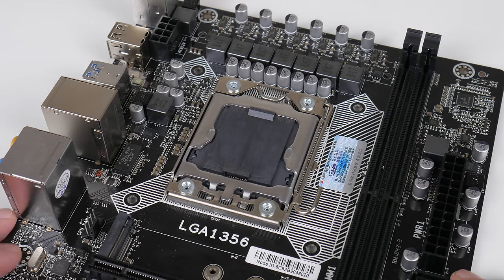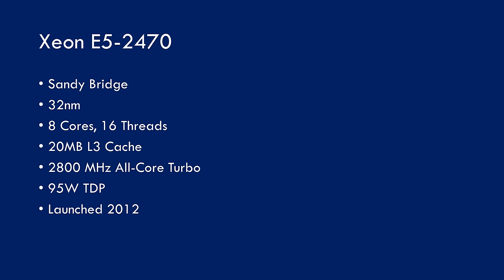I also tried a few processors from the Sandy Bridge generation. So first up, we've got the 2470. This one has 8 cores and 16 threads running at 2.8 gigahertz with all cores, but it's built on the 32 nanometer process. The price is fairly good, so you might be tempted to get this processor, but stay tuned.